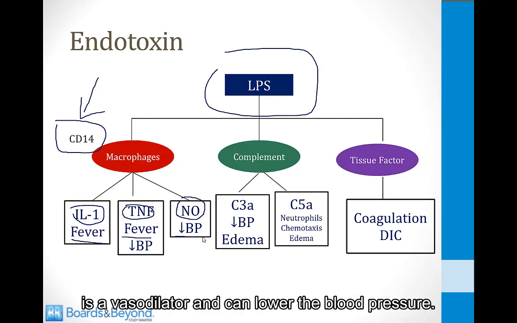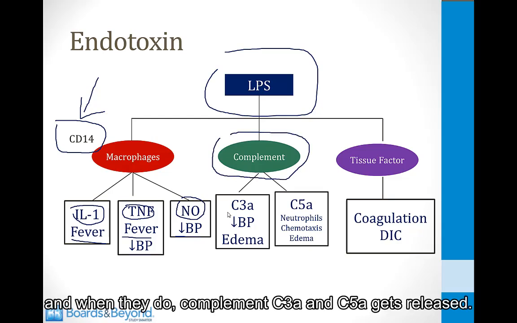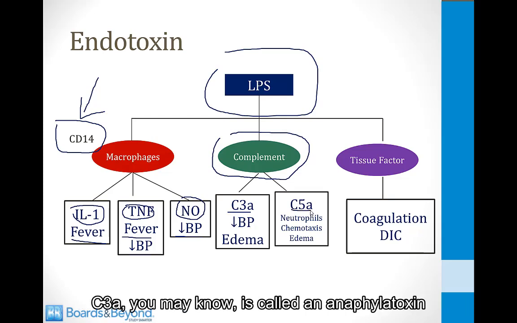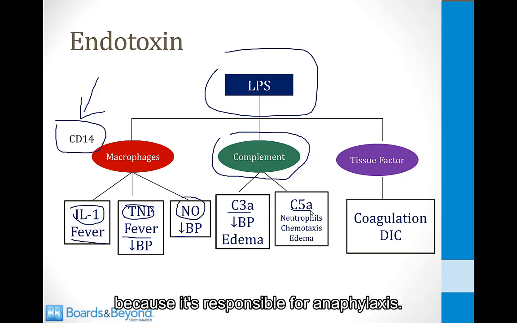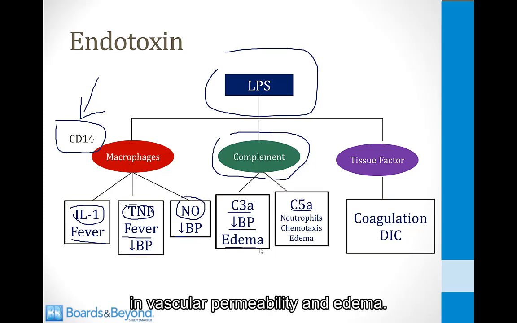Endotoxin and LPS can also activate the complement system, and when they do, complement C3a and C5a get released. C3a, you may know, is called an anaphylotoxin because it's responsible for anaphylaxis. It can cause hypotension, and it can cause increases in vascular permeability and edema.